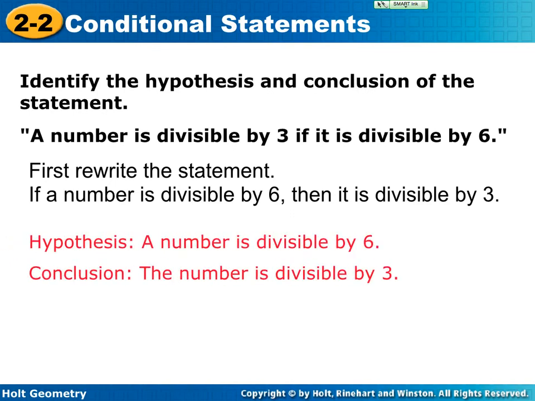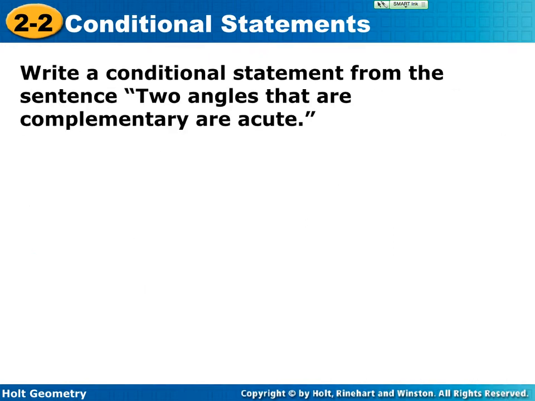Question on that one? Question? All right, how about the sentence? 2 angles that are complementary are acute. I want you to write a conditional statement from that sentence. What's a conditional statement? It needs to have the words if and then. Don't change the meaning of it. Just figure out what comes first and what's the result or the conclusion part. Say it in a sentence that makes sense.